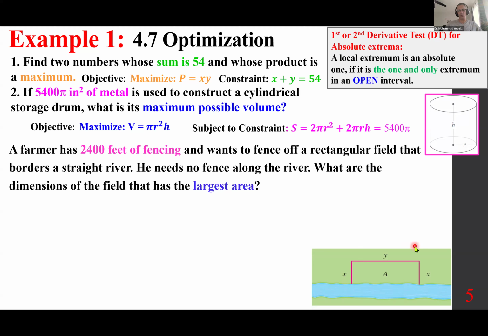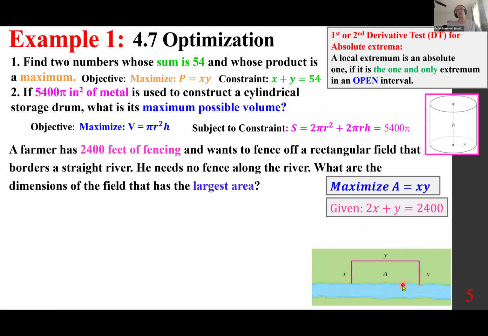A is x times y. That's what we want to maximize. That is the objective function. Given that we have 2,400 feet of fencing, the perimeter is normally 2 times x plus 2 times y, but this side doesn't need it, so 2x plus y is 2,400. So A is a function of two variables. We make it a function of one variable by solving for y here. Always use the constraint to solve for one of the variables. Put it back in there. And now, instead of A, we're going to call it A of x because it's a function of one variable.